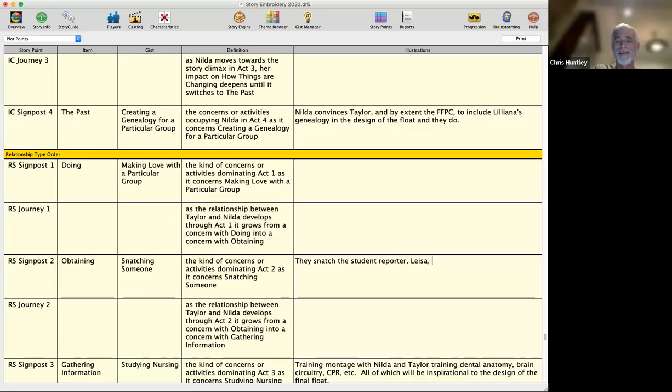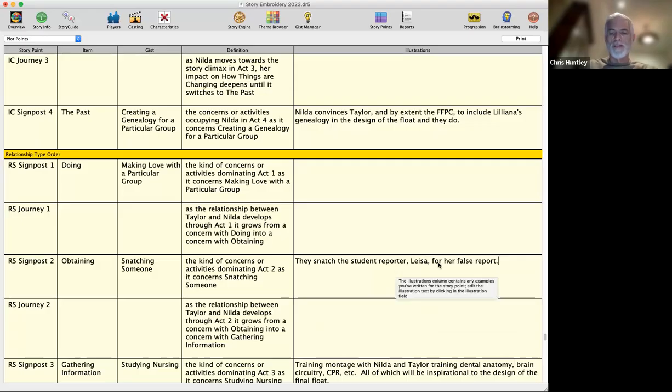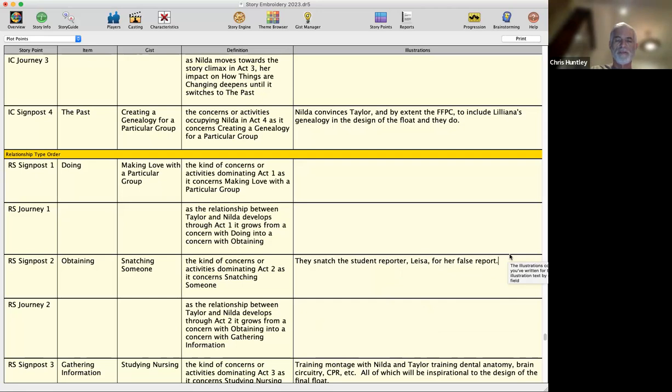It could be something of the earth that they're observing, because maybe they're seeing that it's disappearing. Well, I'm not sure that's quite in the story we have, but yeah, it could be. If they're concerned about the climate, about the earth, and things not being as good. Anyway, just threw that out. So I just put they snatched the student reporter Lisa for her false report, and then obviously try to convince her to rescind it.